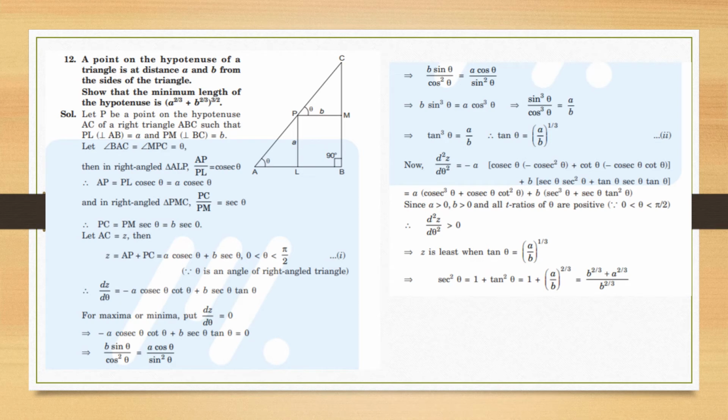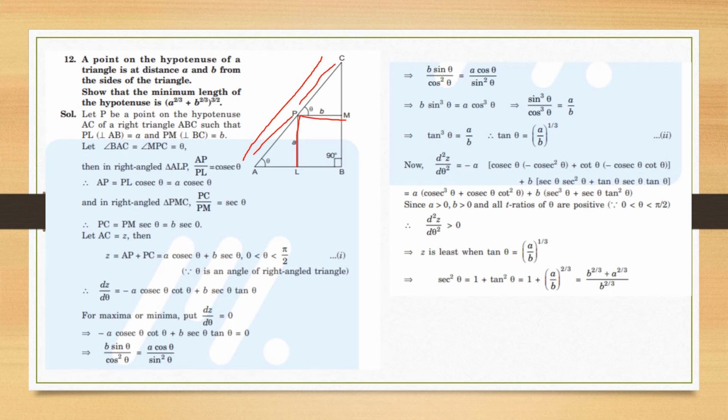Next question is, a point is on the hypotenuse of a right triangle at a distance of a and b from the sides of the triangle. You have to show that the minimum length of the hypotenuse is... So we are talking about the length of this hypotenuse. The length will be taken as AP and PC.